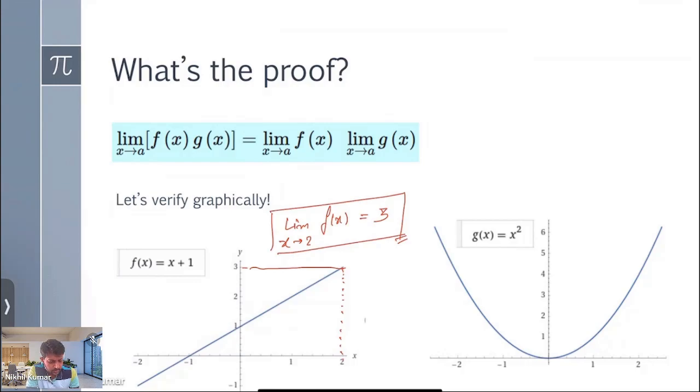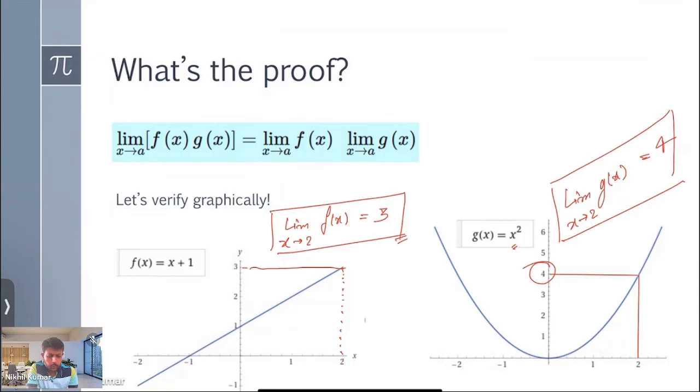Let's move on to g of x and let's find what is the limit of g of x as x tends to 2. Well, from the graph you can see, let me draw these straight lines and see if I can help you figure that out. If you look at this, you will find that this is equal to 4. The limit of g of x as x approaches the number 2 is equal to this.